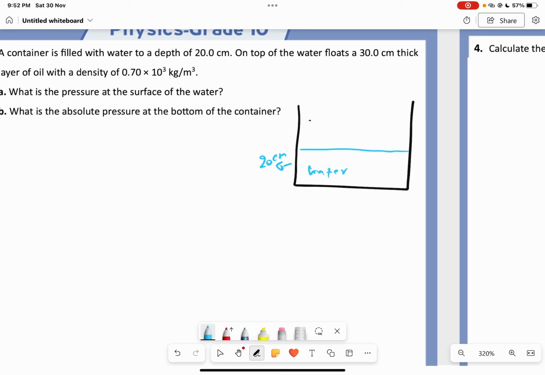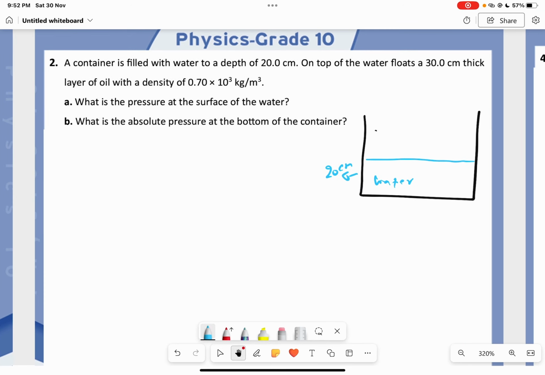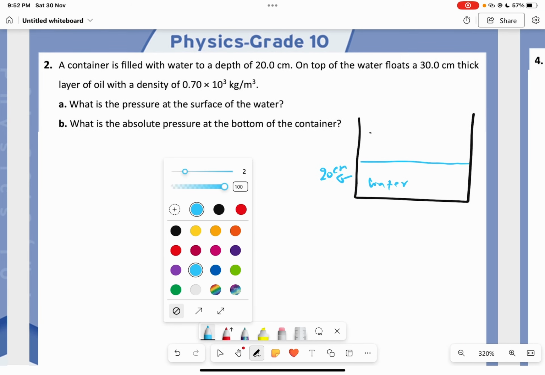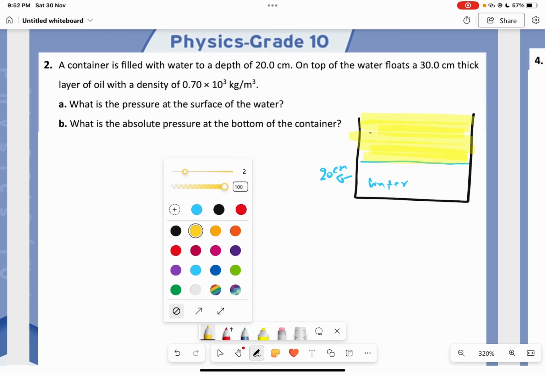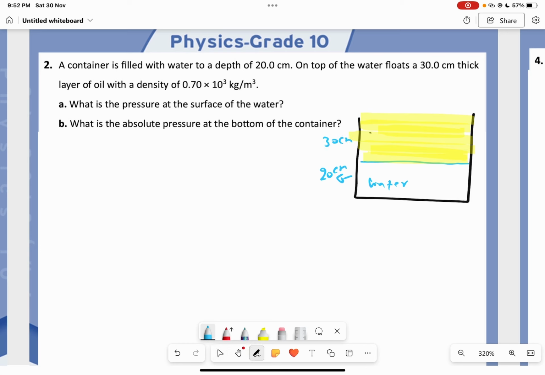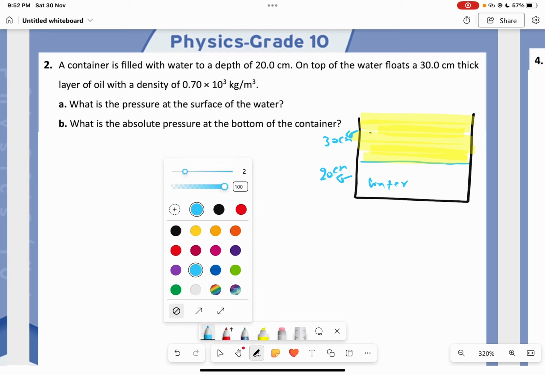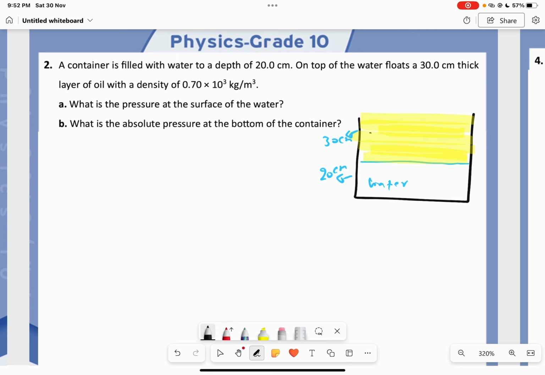On top of the surface of the water floats a 30 centimeter thick layer of oil. So on top of this, guys, you have oil, okay? On top of this water, you have a 30 centimeter thick layer of oil, with a density of 0.7 times 10 to the power of 3 kilogram per meter cube. It says, what is the pressure at the surface of the water?